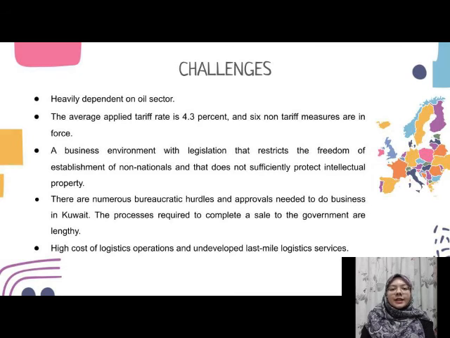Lastly, Kuwait has a high cost of logistics operations and undeveloped last-mile logistics services. Logistics is very important to a business as we need to distribute our products to the hands of customers. Therefore, the high cost of logistics in Kuwait will be quite a challenge for our company.